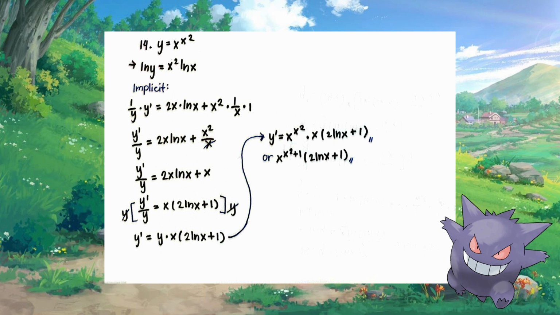The final answer will become y prime is equals to x raised to x squared times x times quantity 2 ln of x plus 1. And then exponential rule, when we have x times x, we can add the exponents of the base. So the other answer is x raised to x squared plus 1 times quantity 2 ln of x plus 1.